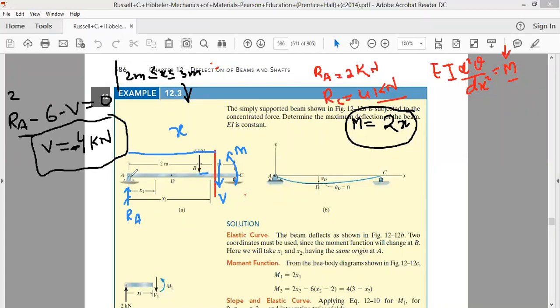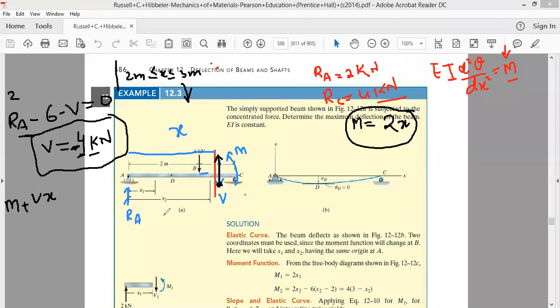Now taking moments about an axis passing through point A, first of all, we have the moment M, whose magnitude we have to find. And then we have the moment because of this V. V is minus 4, which means we have to reverse the direction of the shear force here. The direction which we have selected is not correct. This V will be in the upward direction. Now its moment will be V into x, but this will be positive now because it's trying to rotate the beam in the anti-clockwise direction. So that will be plus Vx.